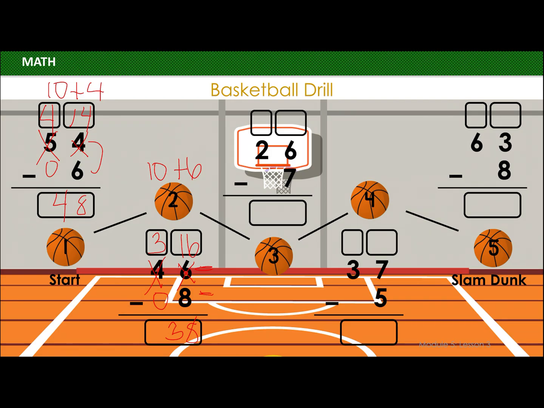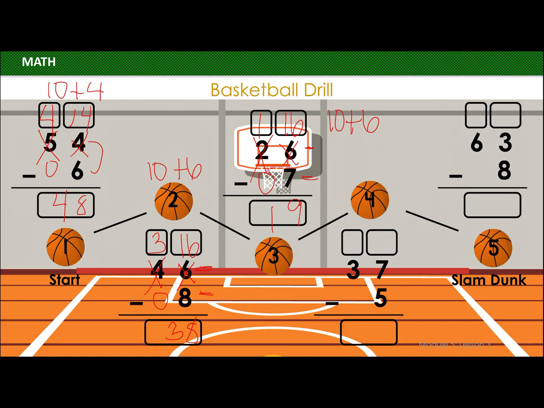26 minus 7. I start with my ones. My 6 is smaller than my 7, so I have to regroup again. I cross off my 2. I have 1 ten left. I add that 10 that I took away from my 2 to my 6, which gives me 16. So I'm now doing 16 minus 7, which is 9. 1 minus 0 is 1, so my answer is 19.